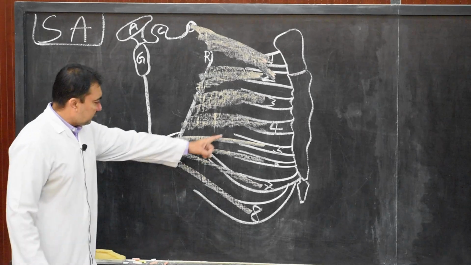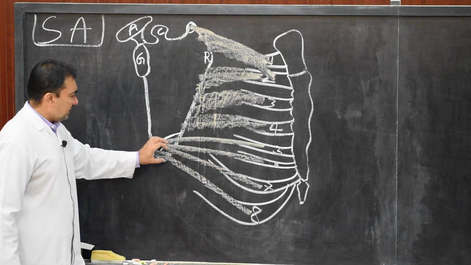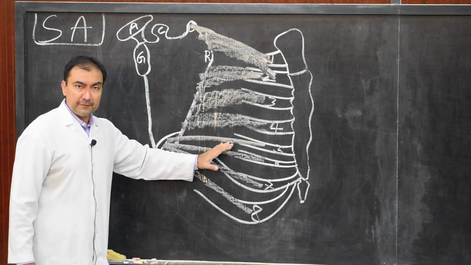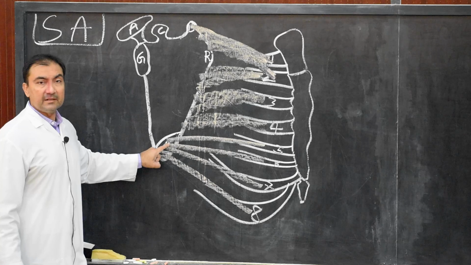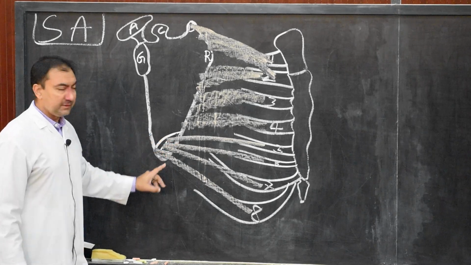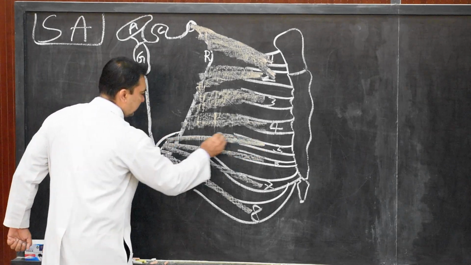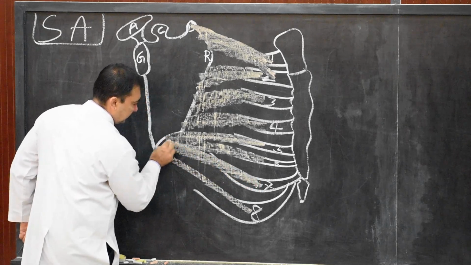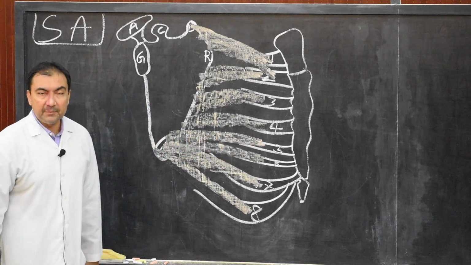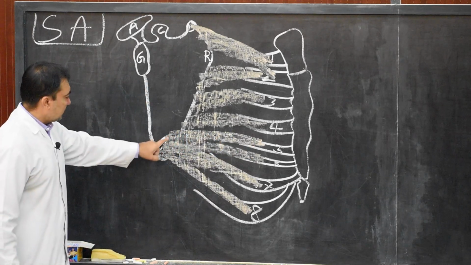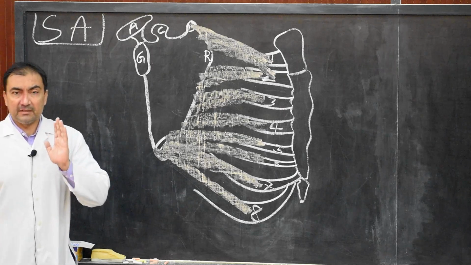After taking origin from the 5th, 6th, 7th and 8th ribs, the entire lower 4 digitations of serratus anterior, that is the 5th, 6th, 7th and 8th digitations, will be inserted along the medial border of the scapula, at the inferior angle and on the triangular surface of the scapula. So this is how serratus anterior is inserted. Therefore, this is the origin and insertion of serratus anterior.